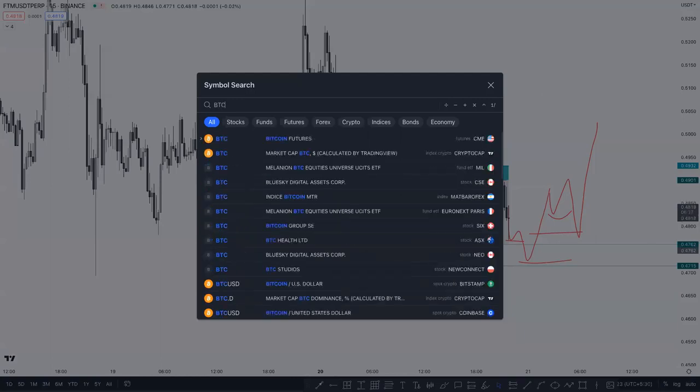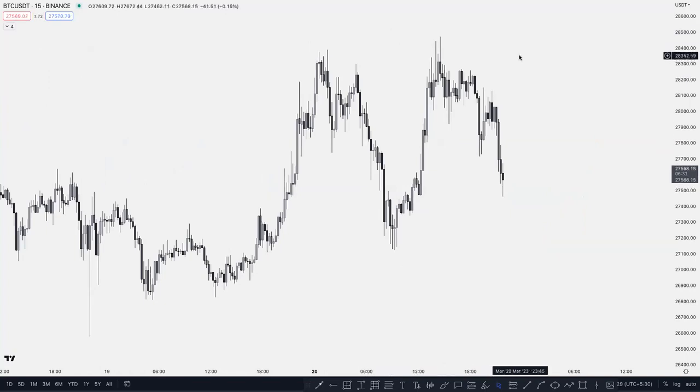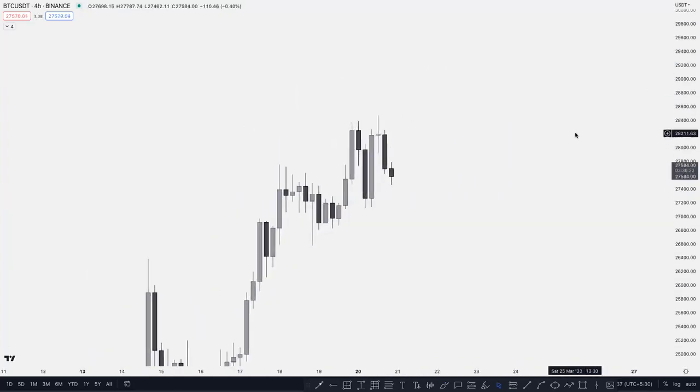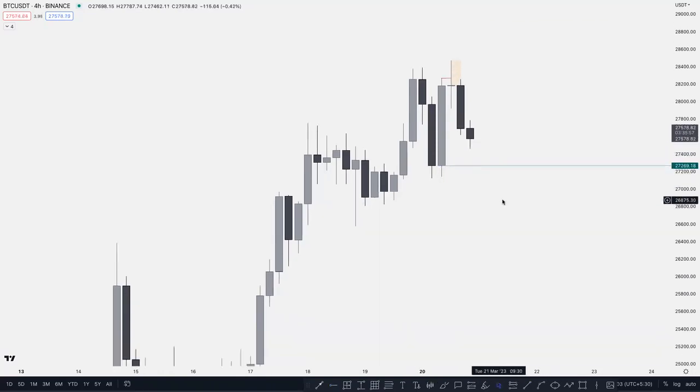BTCUSDT. Okay. On the 4 hour, BTCUSDT is a similar story. Sweep here, stop loss, I mean entry, and this is a target. Simple, based on the candlestick formation.